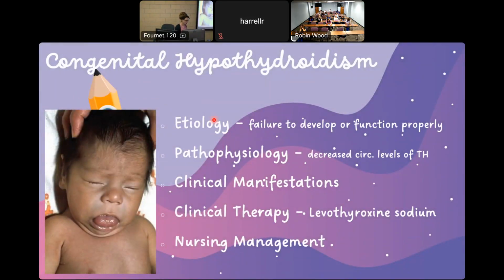All right, congenital hypothyroidism. Let's see, we've got congenital hypothyroidism and then inborn errors. And then we can take a break.